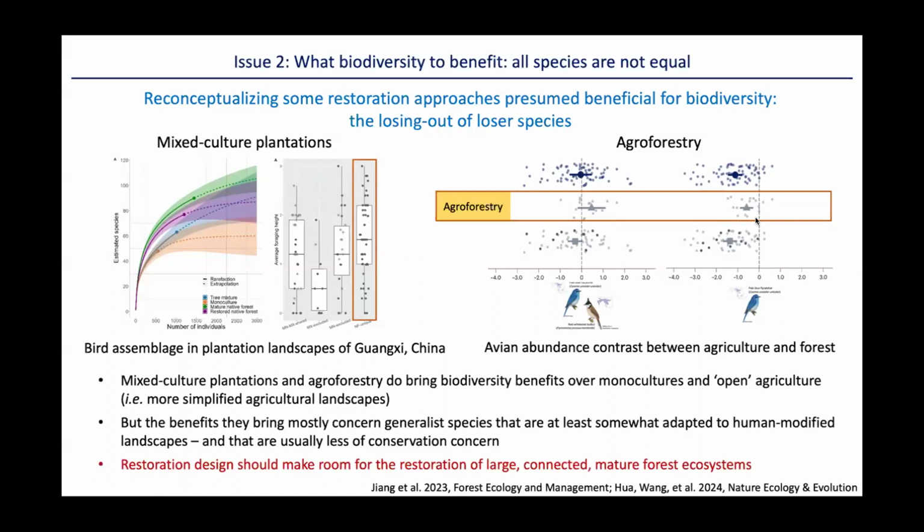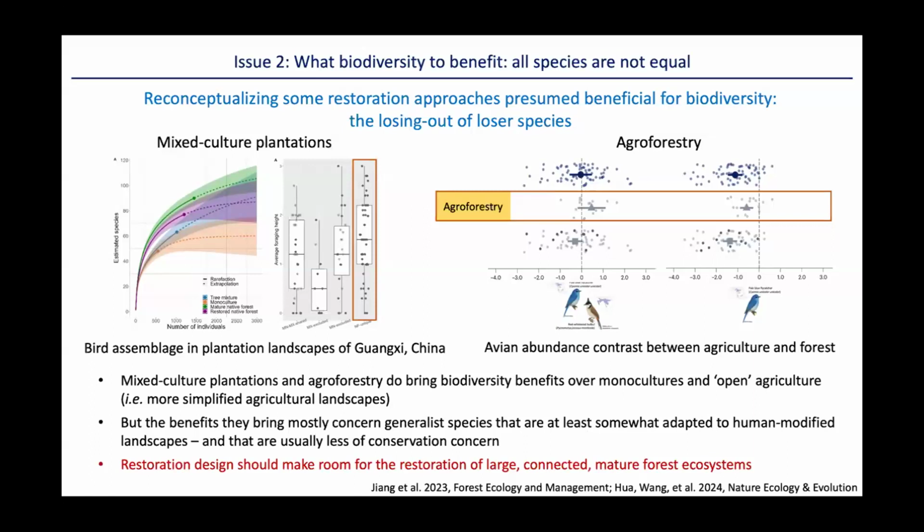So in other words, whereas mixed culture plantation and agroforestry, as two restoration approaches that are increasingly being talked about, can bring biodiversity benefits over monocultures and open agriculture, they are unlikely to benefit some of the more loser species that may depend on intact, mature forest ecosystems for their survival and ecological needs.